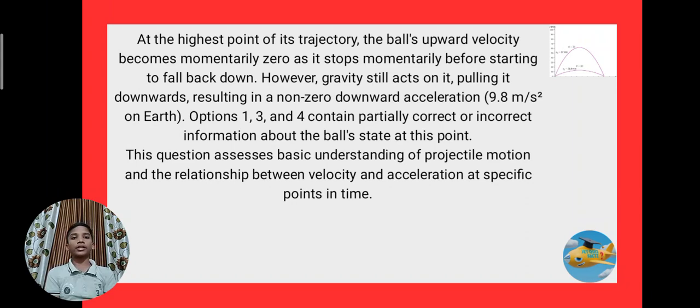At the highest point of its trajectory, the ball's upward velocity becomes momentarily zero as it stops momentarily before starting to fall back. However, gravity still acts on it, pulling it downwards, resulting in non-zero downward acceleration, 9.8 meters per second squared on Earth. Options 1, 3 and 4 contain partially correct or incorrect information about the ball's state at this point. This question assesses basic understanding of projectile motion and the relationship between velocity and acceleration at specific points in time.